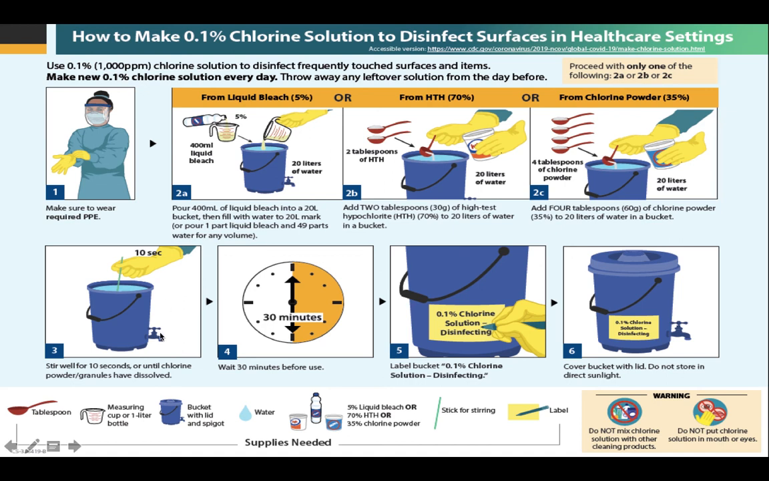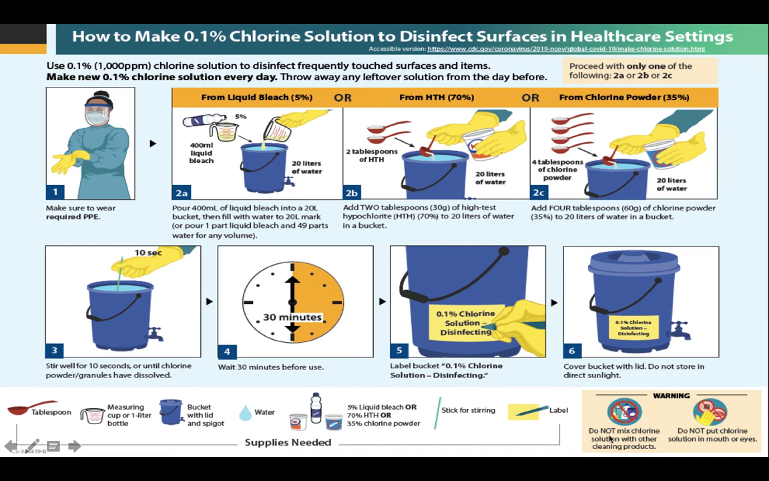So again, you want to stir or shake, wait for 30 minutes, clearly label whatever bottle or container that you are using, labeling it that it contains bleach as well, and then covering it and keeping it out of sunlight. And so there are here at the bottom of the screen the supplies that are needed.